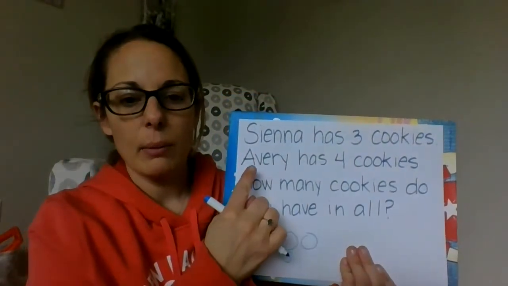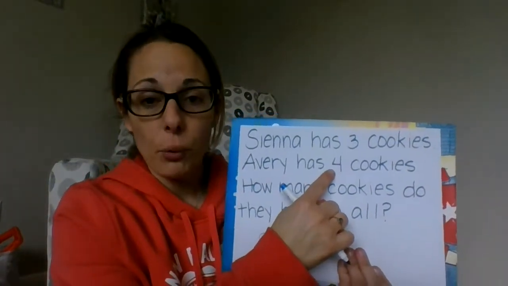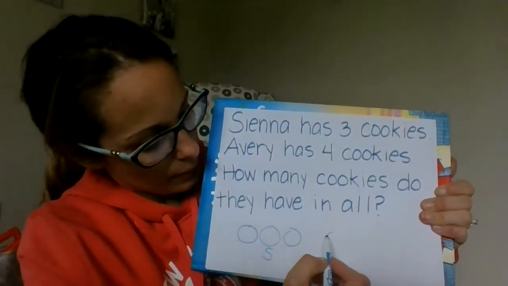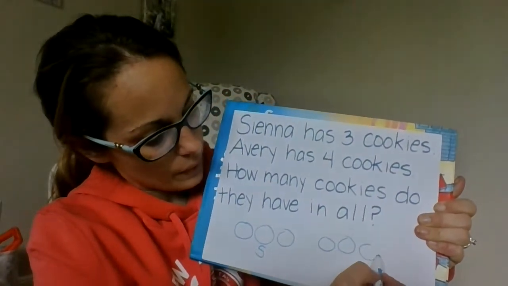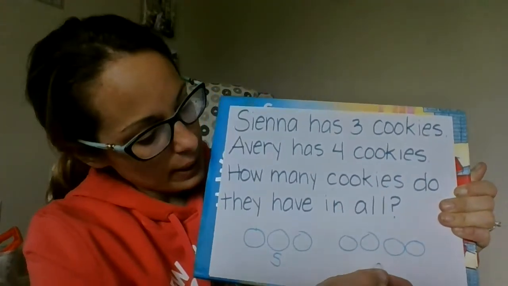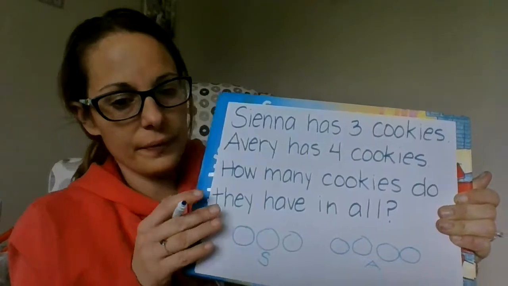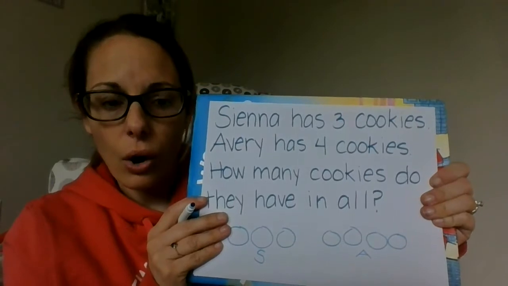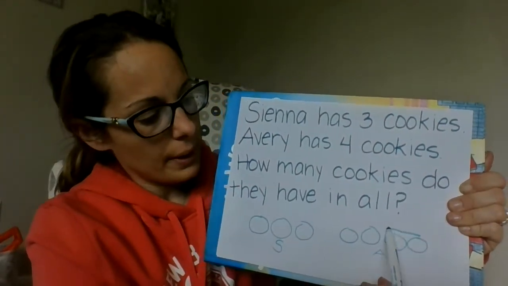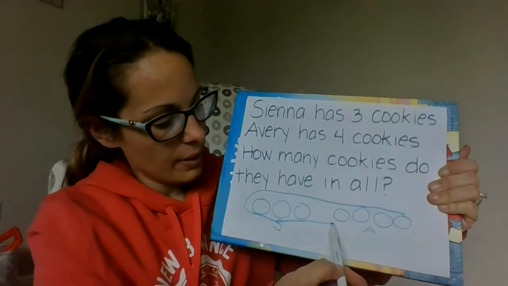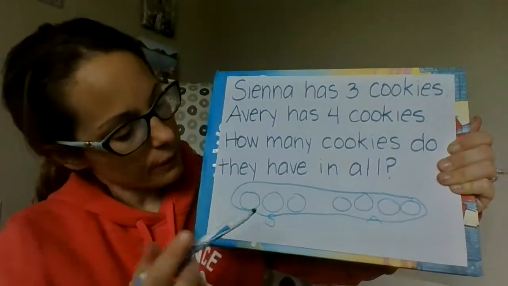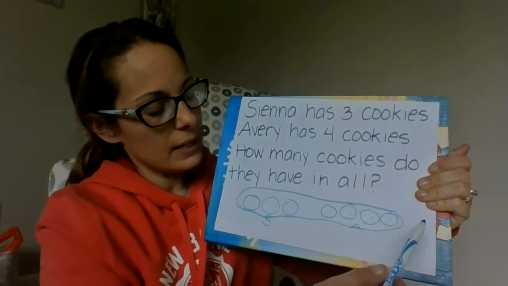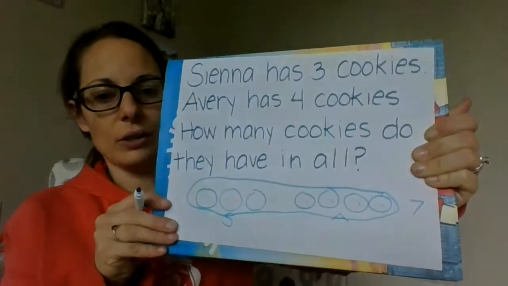And the next part of our problem is Avery has 4 cookies. So I'm going to draw Avery's 4 cookies over here. 1, 2, 3, 4. And then I'm going to label that. I'm going to do an A for Avery. And then I'm going to think about how many do they have in all. So girls and boys, remember, now we're going to count up how many there are all together. I'm going to circle it and count with me. Ready? 1, 2, 3, 4, 5, 6, 7. 7 cookies in all.